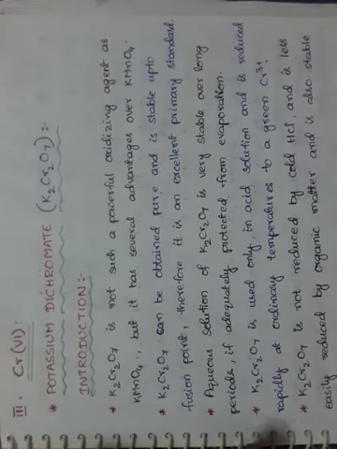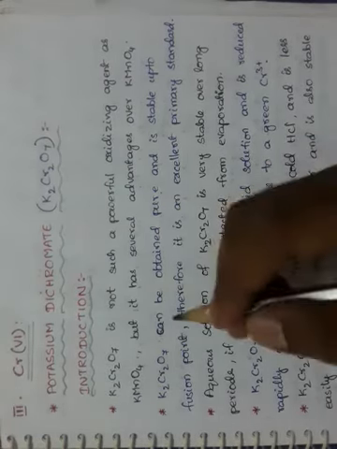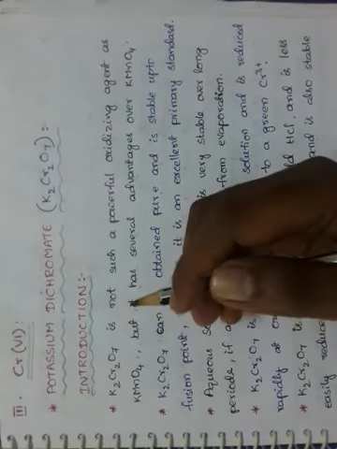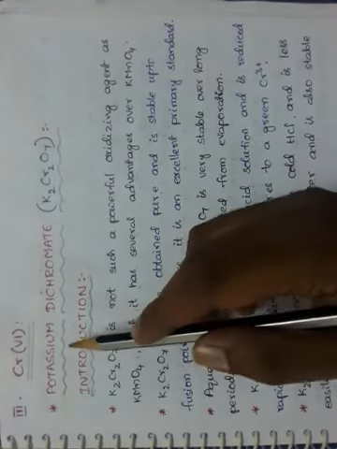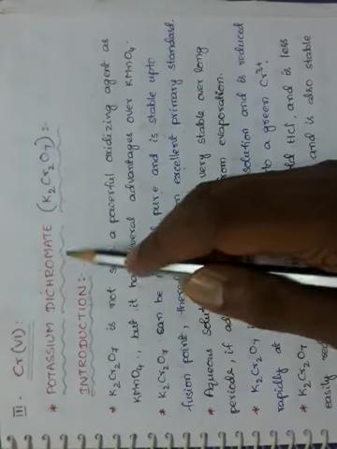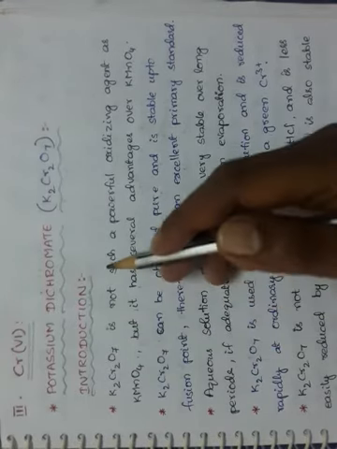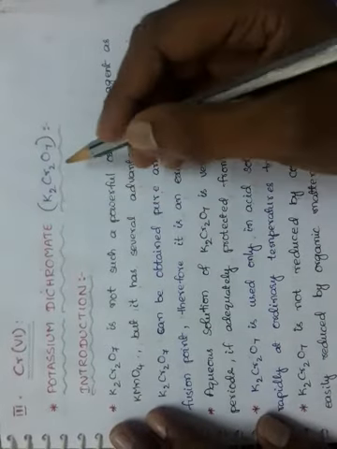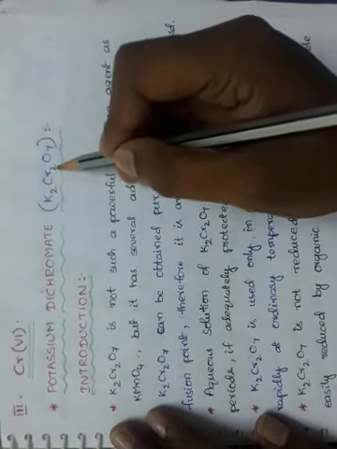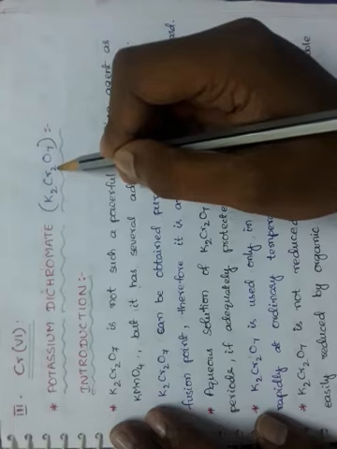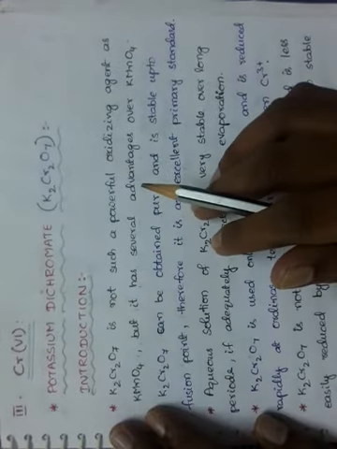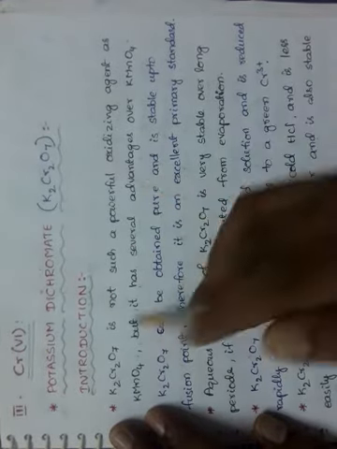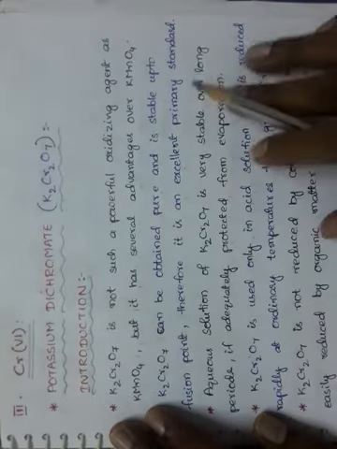Today in this video we are going to learn about potassium dichromate as oxidant. In potassium dichromate, chromium oxidation state is +6. So, chromium 6 as oxidant. Example, potassium dichromate.